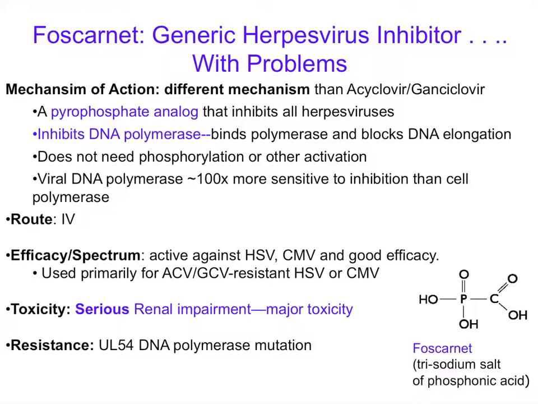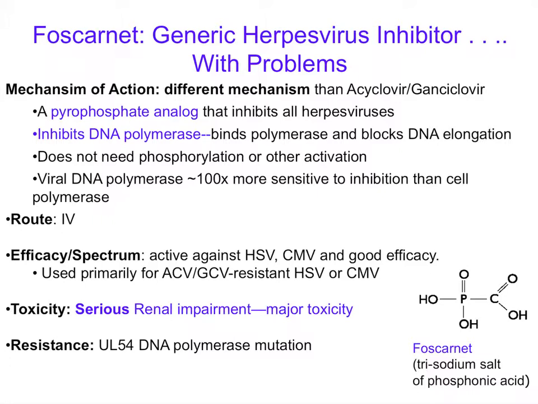Once again, you might ask, well, if this drug is able to be active against HSV, CMV, and VZV, and it doesn't have the same level of resistance, why don't we use it preferentially? And it's really for two big reasons. Number one, it's only available IV. So it's logistically not necessarily that easy to use. And number two, it has some very serious toxicities.